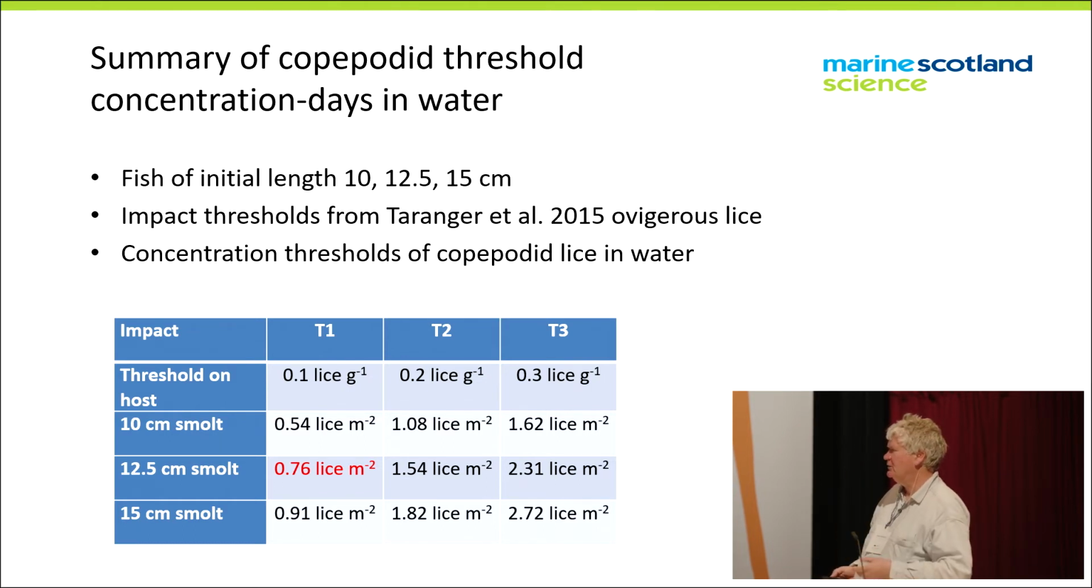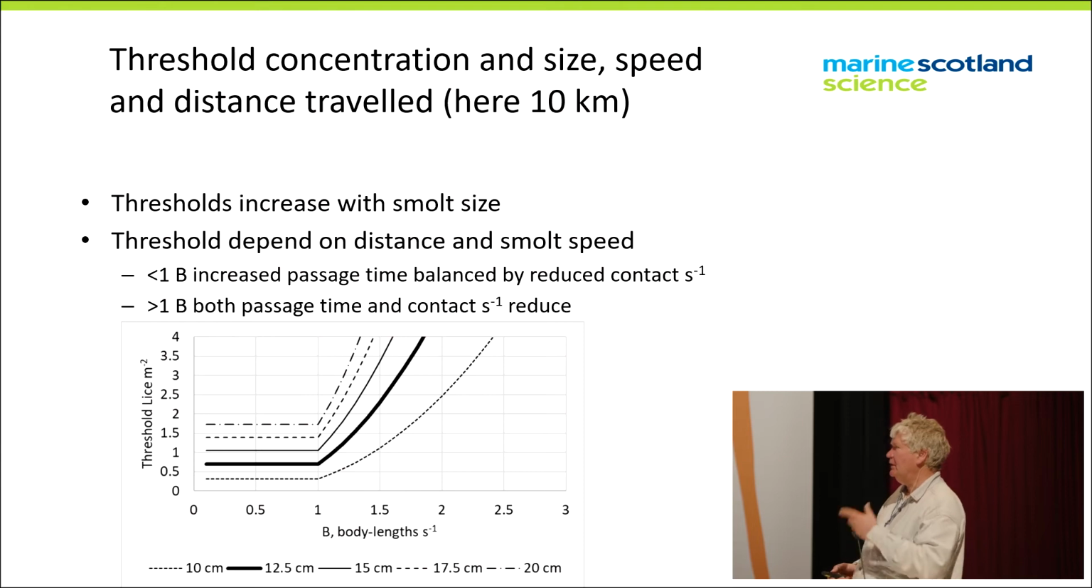But a smaller smolt can only tolerate a smaller concentration in the water per day, and a larger smolt can tolerate higher concentrations of lice in the water per day. But that's not the only part of it. The threshold also is related to swimming speed and the distances that smolts travel.